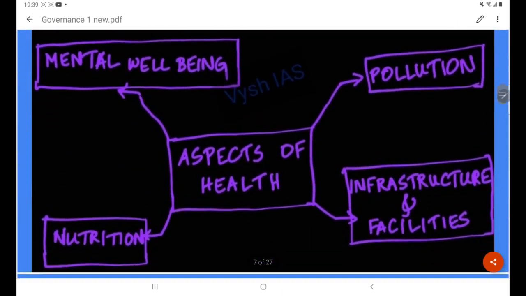Then the first dimension, we are dealing with health now. The health sector is the first sector we are going to take. So how can you deal with health?